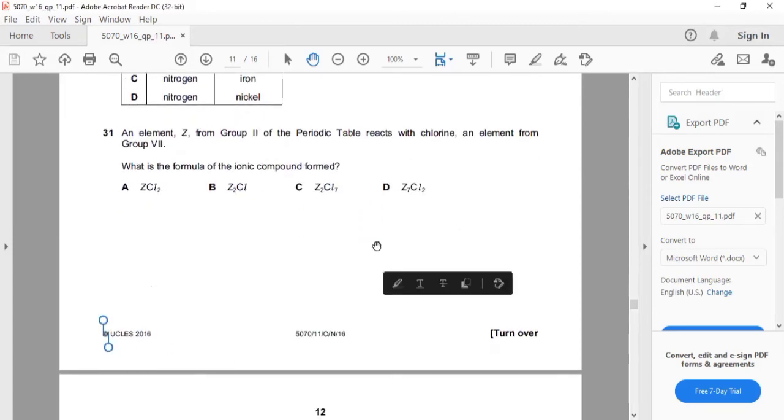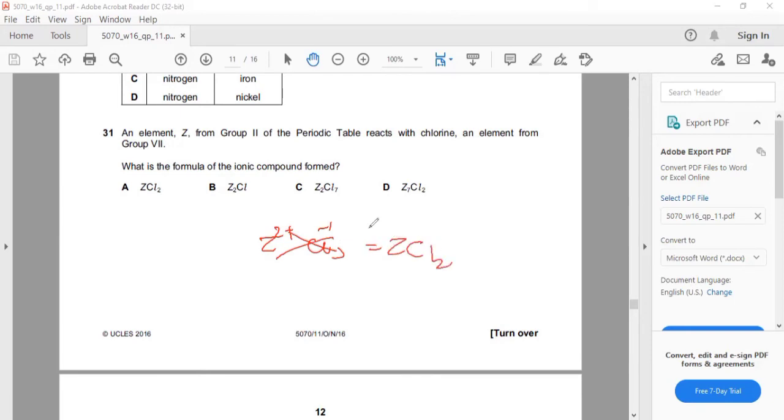11 is about the periodic table. Element Z from group 2 metal of the periodic table reacts with chlorine, an element of group 7. What is the formula? Group 2 means Z plus 2. Chloride is -1, so the formula is ZCl2. A is the answer.